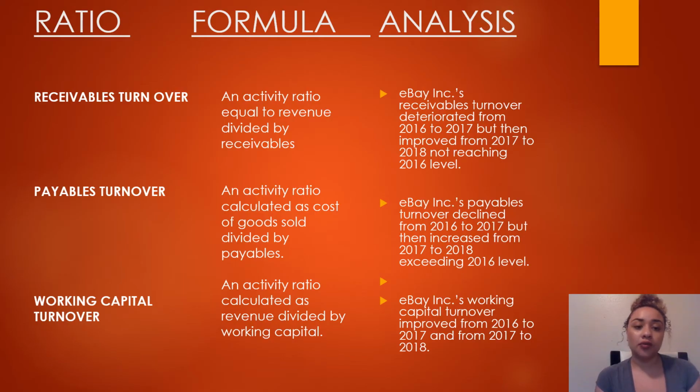So here's just a quick recap on receivables, payables, and working capital. The eBay Incorporated receivables turnover did deteriorate, but then it improved. The eBay payables turnover declined, and then it increased. The eBay working capital turnover improved in 2016 and 17, and from 2018, so far it has been going pretty well.